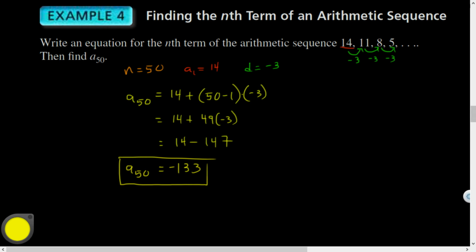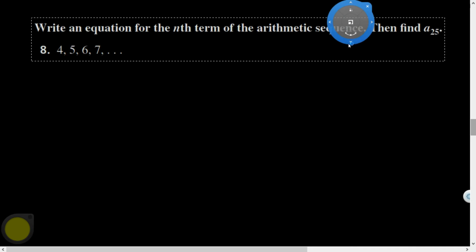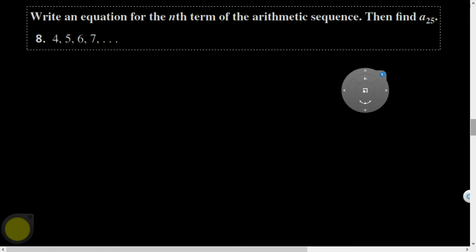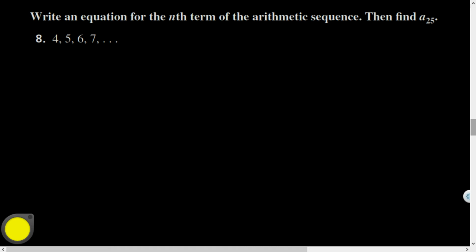So let's do a couple other examples here of this, because this is using a formula, right? This is a little bit tricky. I want to make sure we get this right. So let's see. So here's problem 8 from the monitoring progress, technically. What am I looking for? 25. So n equals 25. I'm looking for the 25th term.